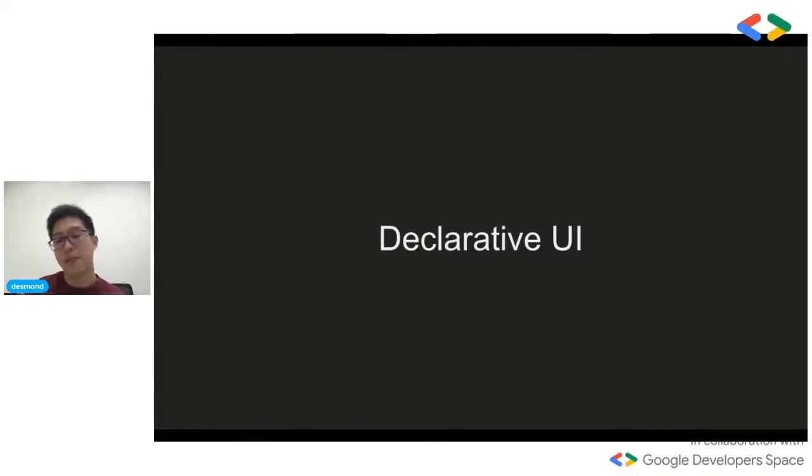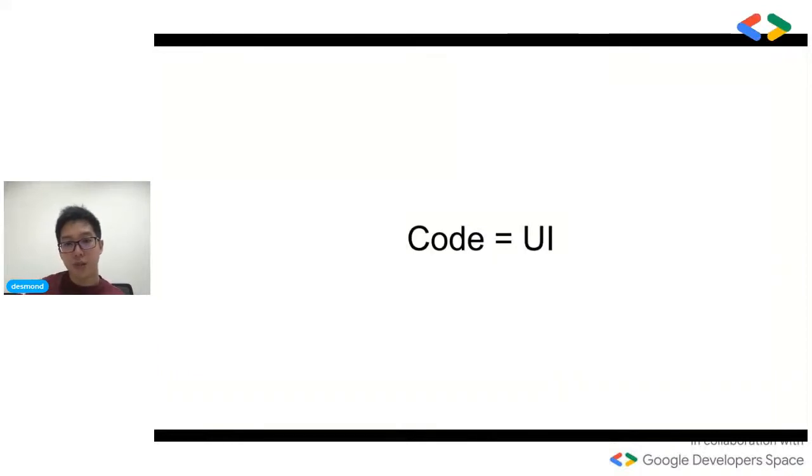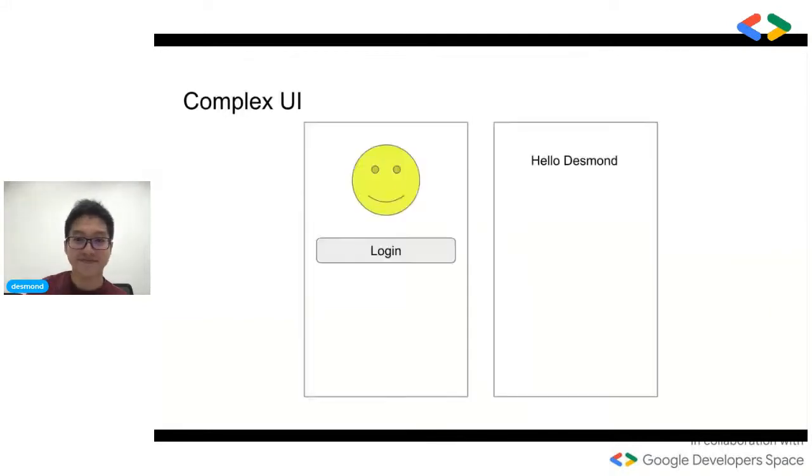So what does that mean? If you're like me and prefer simple words instead of fancy terms, a simpler way to describe it is that declarative UI means that our code is our UI. So let's take a look at a very simple example.